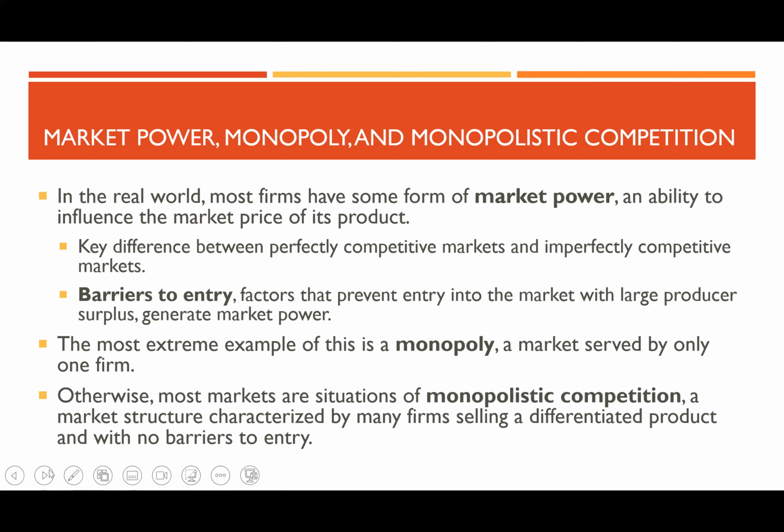Market power is going to arise primarily from barriers to entry. So these will be any factors that prevent entry into the market and so generate large producer surplus. Okay. One of the most extreme examples of firms with market power is a monopoly. That's a market structure where we have a single firm serving an entire market. So that one firm is garnering all of the producer surplus within that market, and the barriers to entry are high enough that no other firm can compete with them directly.